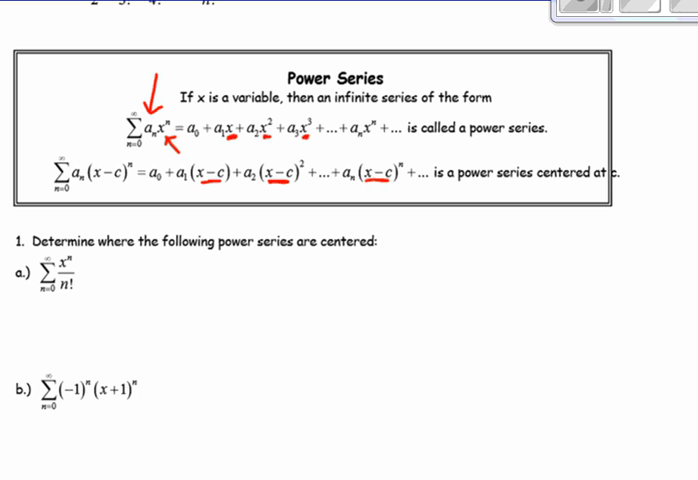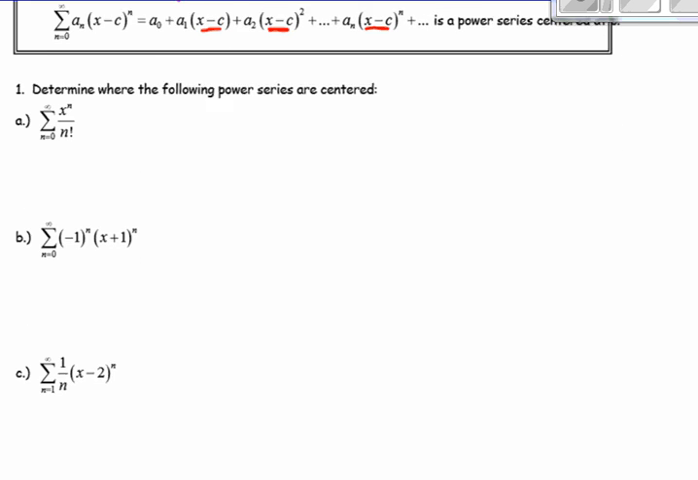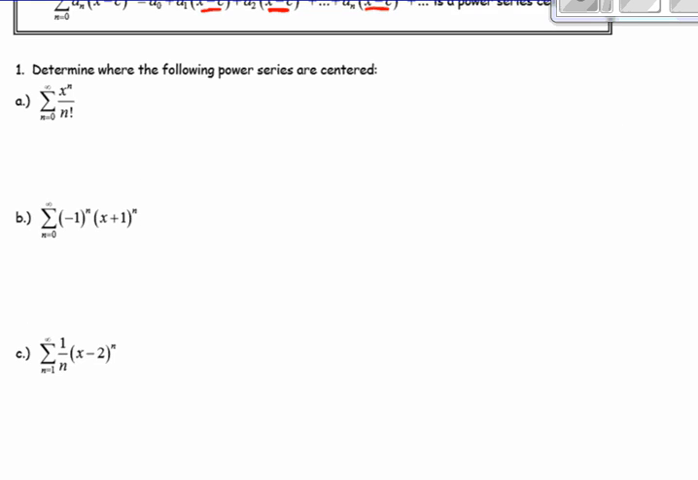Okay, so this first example is actually quite easy. All we're doing with this first example is looking at where these power series are centered. For part A, we have the series x to the nth over n factorial. The center here would just be at 0 because you have the x. Part B, you have x plus 1, so the center would be minus 1. And then part C, you have x minus 2, so your center's at 2. It really is that simple for that first example.